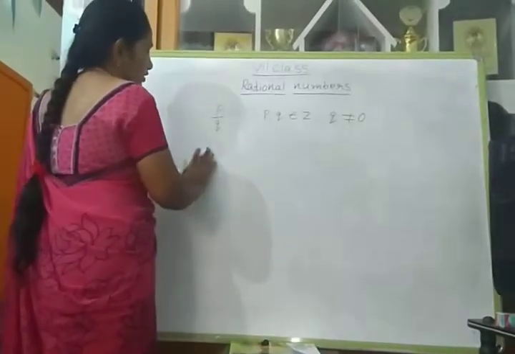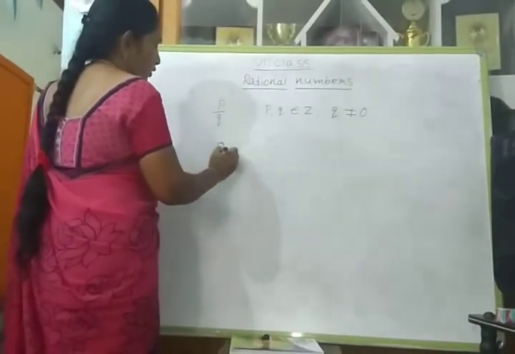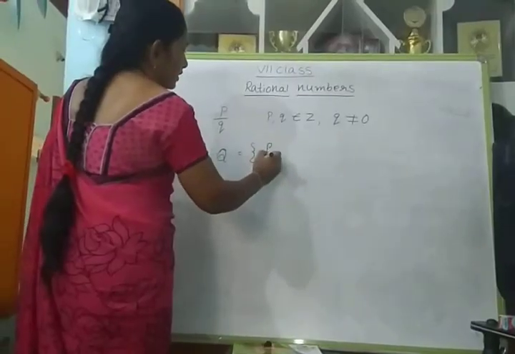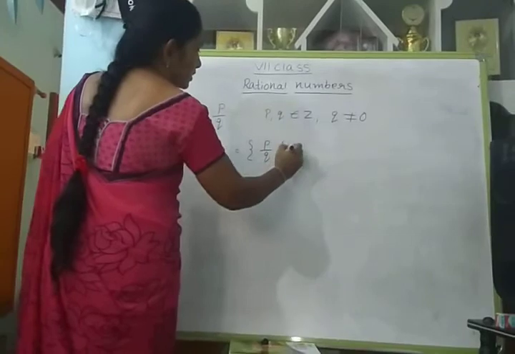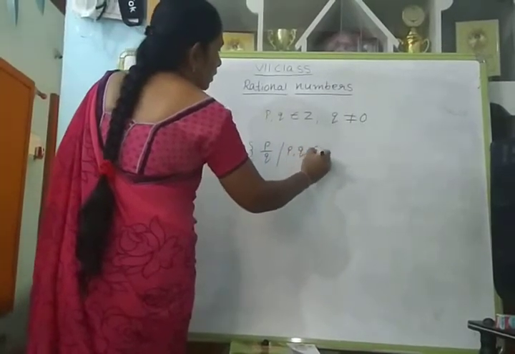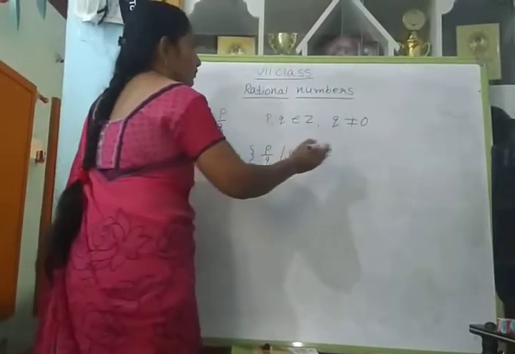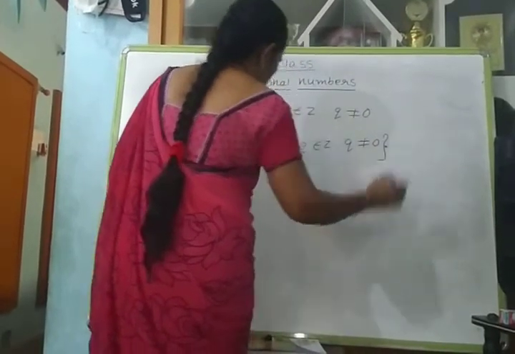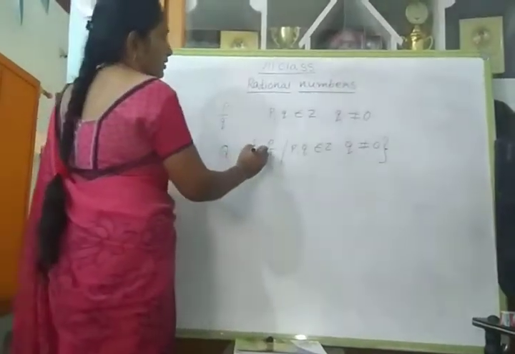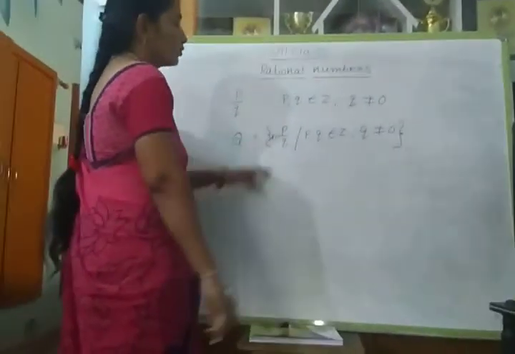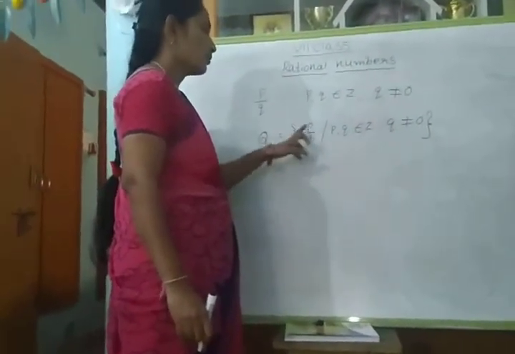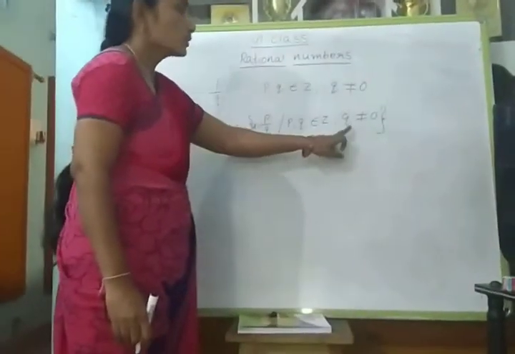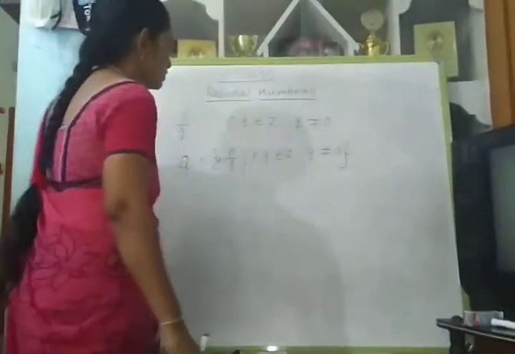The set of rational numbers is denoted by Q. The Q set we have to write like this: p by q such that p, q belong to Z and q is not equal to 0. So x is equal to p by q means x is a rational number in the form of p by q, where p, q are integers and q is not equal to 0.